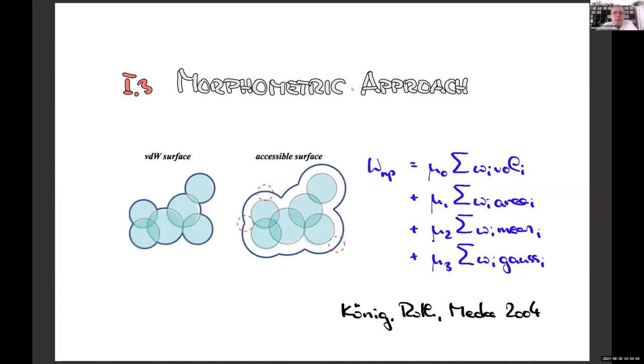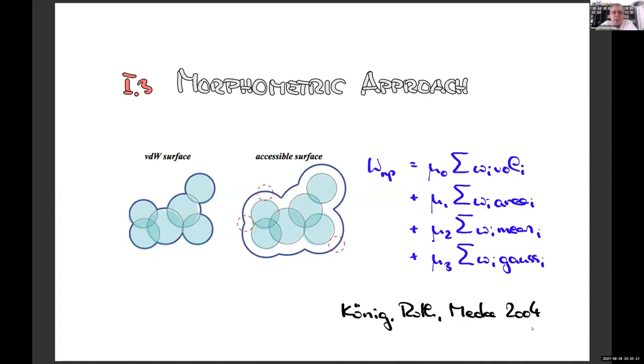This motivated the morphometric approach. At least that's my interpretation. This is due to Koenig, Roth, and Mecke from around 2000. And they say that instead of focusing on area or volume, it might make sense to look at all intrinsic volumes. So that includes the mean curvature and Gaussian curvature.